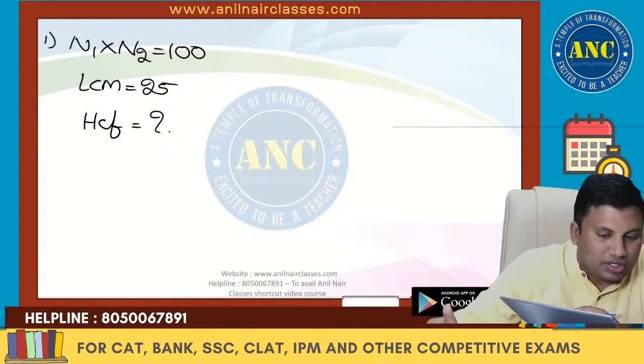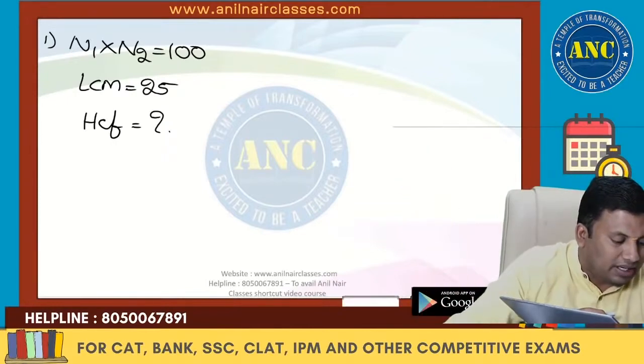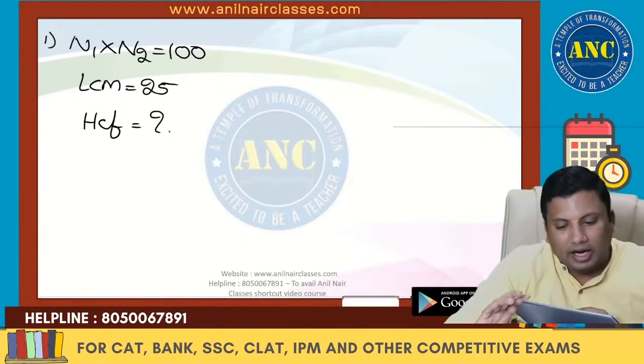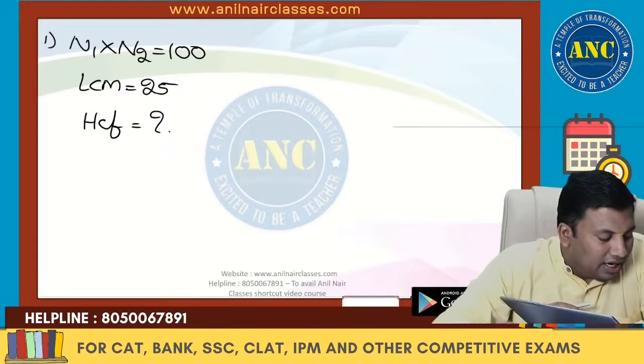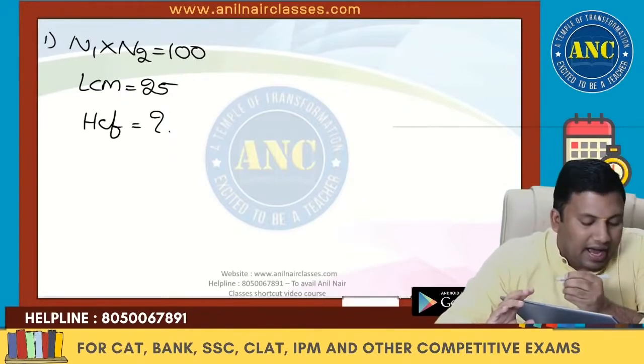Answer for this question. Product of two natural numbers is 100, LCM is 25. Find the highest common factor. Right? Many students are saying answer 4.